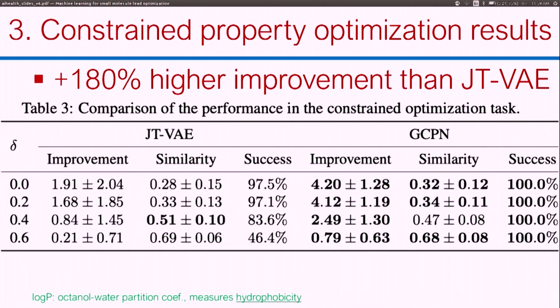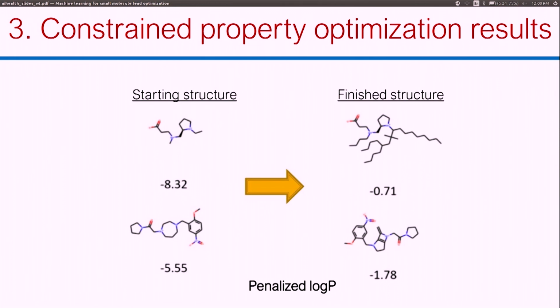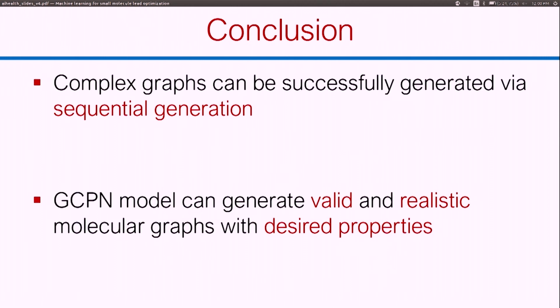And also on the constrained property optimization, where given a starting molecule, we want to edit it to get a higher score for log P. We show that for a range of different similarity constraints, so how similar the final edited molecule is to the starting molecule, we have up to 180% improvement in the score. And so here are some examples. Starting structures, and we make some edits to get a final structure with an increase in the score.